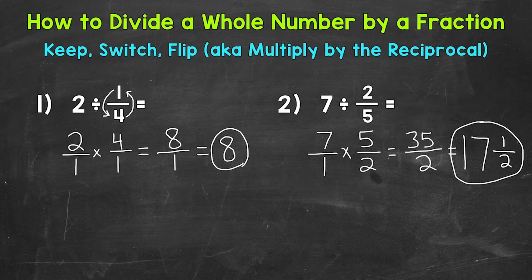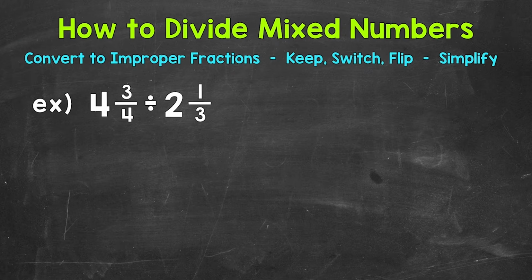Let's move on to dividing a mixed number by a mixed number. Now we will take a look at dividing a mixed number by a mixed number. Let's jump into our example where we have 4 and 3/4 divided by 2 and 1/3. Now the first thing that we want to do is to convert these mixed numbers to improper fractions. That way we just have a numerator and a denominator. Let's start with 4 and 3/4. And we start at the bottom and work our way to the top.